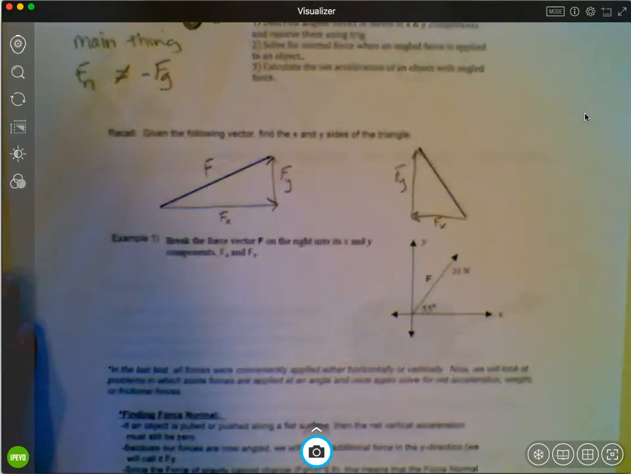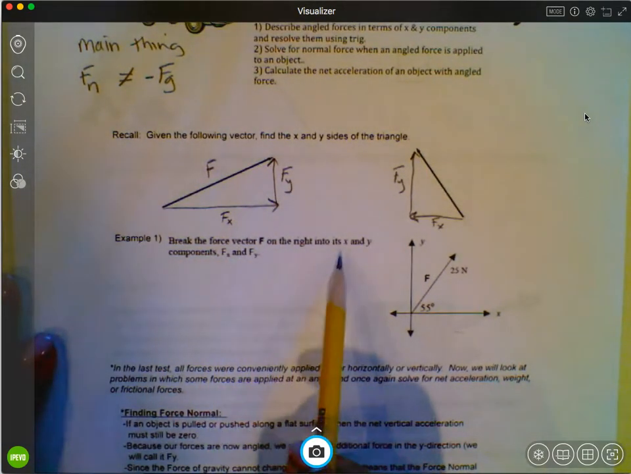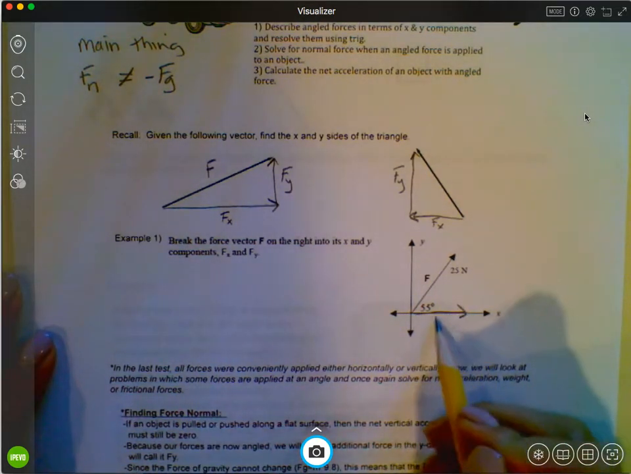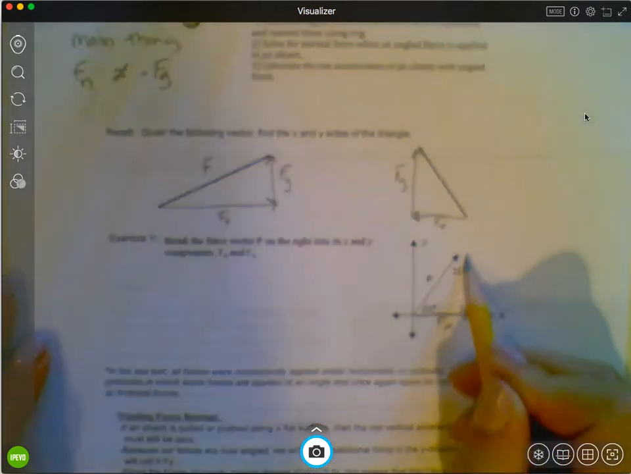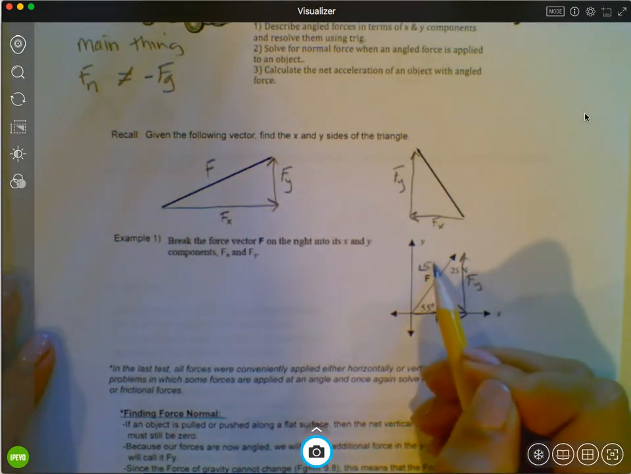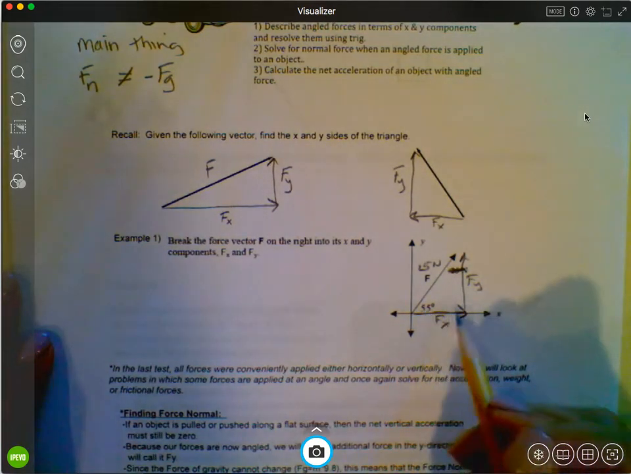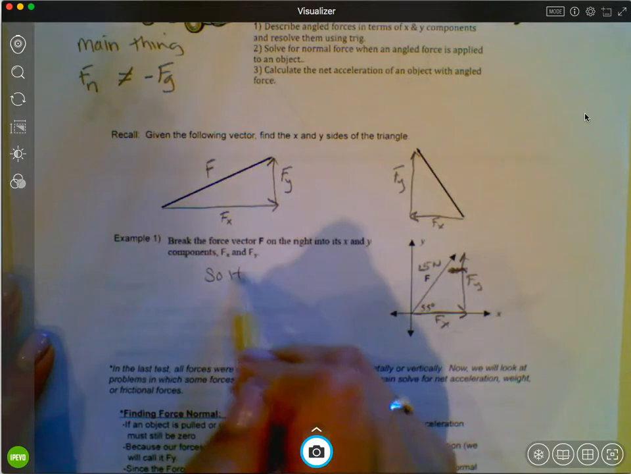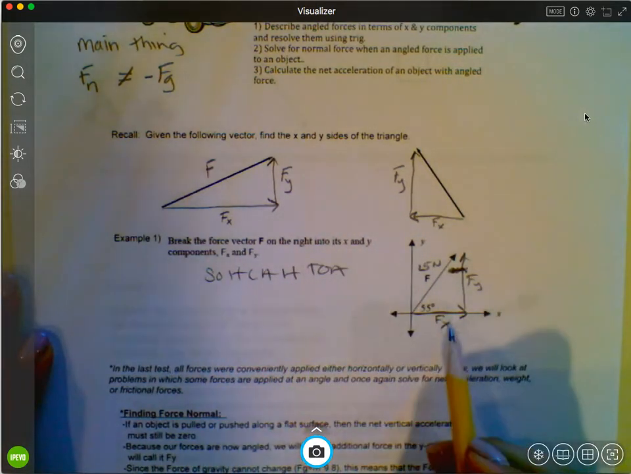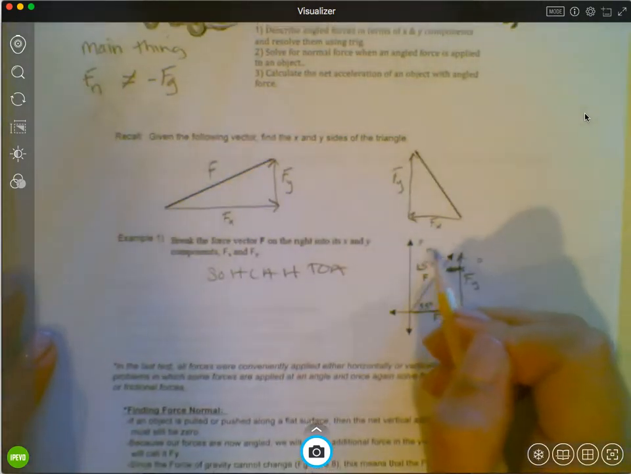Okay. This is all review, but example 1, break the force vector on the right into x and y components. So Fx would be here, Fy would be here, right? The 25 is really on this side. Right. So hopefully you remember that if we use SOHCAHTOA, this is the adjacent side, this is the opposite side, this is the hypotenuse.